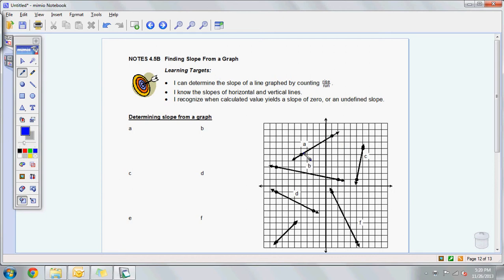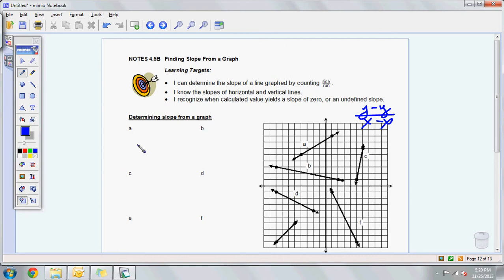Technically, you could figure out the two ordered pairs and then do your martini glasses, if you know what I'm talking about, the formula. Technically, you could do that if you're not feeling super confident with your ability to do this. However, I'm going to teach you a shortcut, so if you know how to do this, it'll make your life a lot easier, okay? So let's go ahead and get started. We have 6 different lines here that we're going to find the slope for.